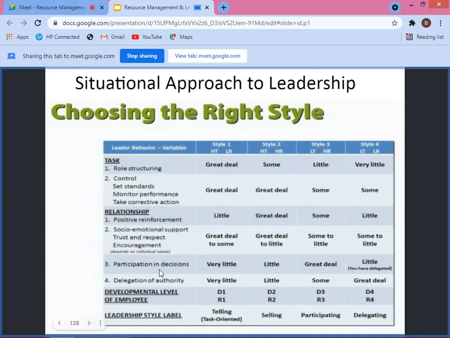Okay, participation in decisions for style 1, very little. Okay, little, great deal, and little. Style 4. Development level of employee: R1, R2, R3, R4, development 1, 2, 3, 4. This is the shape, style, label: telling. This is task-oriented, selling, participating, and delegating.